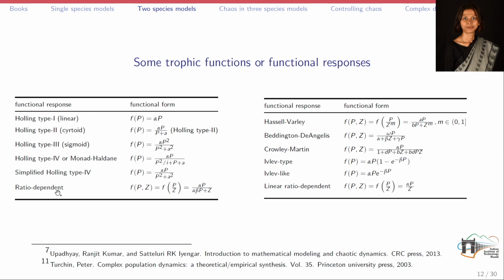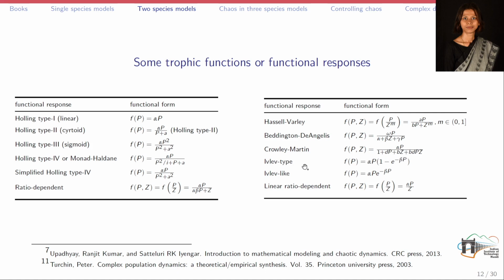Another functional response is the ratio dependent functional response. Its form is given by alpha p upon alpha beta p plus z. These are very popularly used in the literature. Another set of popularly used functional responses is the Hassell-Varley functional response that takes the form of a p upon b p plus z to the power m. Then next is the Beddington-DeAngelis functional response, which is of the form omega p upon alpha plus beta z plus gamma p. Crowley-Martin functional response takes the form of alpha p upon 1 plus dp plus bz plus bdpz.